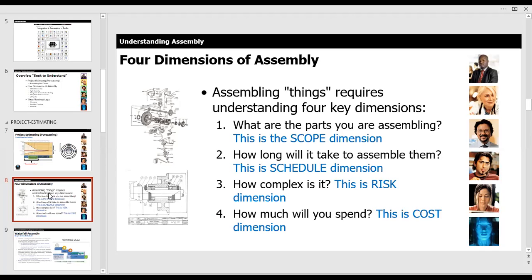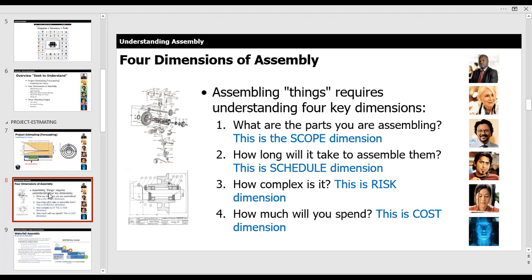So what are the 4 things that we're trying to assemble? Well, first are the parts. And this is the scope dimension. How long is it going to take to assemble them? This is your schedule dimension. How complex is each part and the whole assembly process? This is your risk dimension. And then how much you're going to spend? This is your cost dimension.